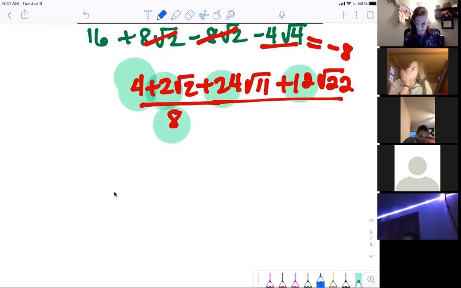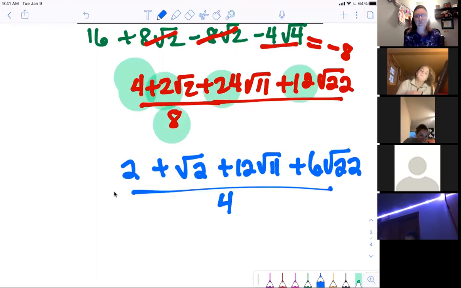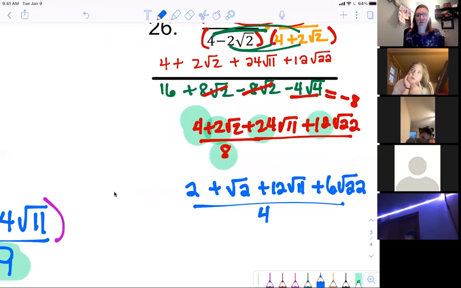So this becomes a 2. This is just root 2. 12 root 11, and then 6 root 22. And now that's divided by 4. Notice that the numbers underneath the radical did not change because they're a different type of number. They're a radical value. And I can only combine a radical with a radical, but the coefficients in front can simplify. Are there questions on number 26?